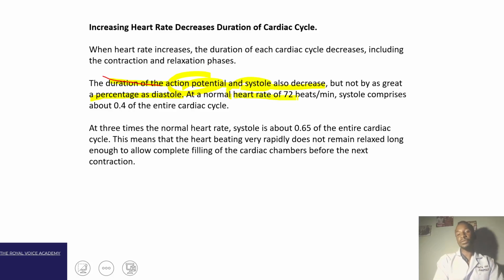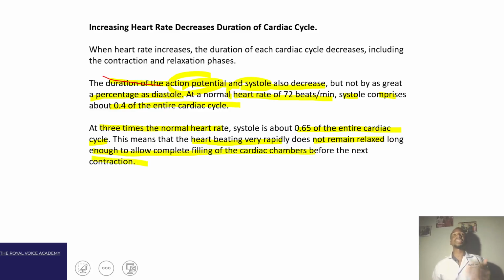At a normal heart rate of 72 beats per minute, systole comprises about 0.4 of the entire cardiac cycle. At 3 times the normal heart rate, systole is about 0.65 of the entire cardiac cycle. This means that the heart beating very rapidly does not remain relaxed long enough to allow complete filling of the cardiac chambers before the next contraction.